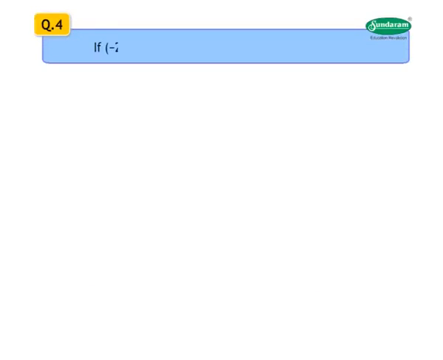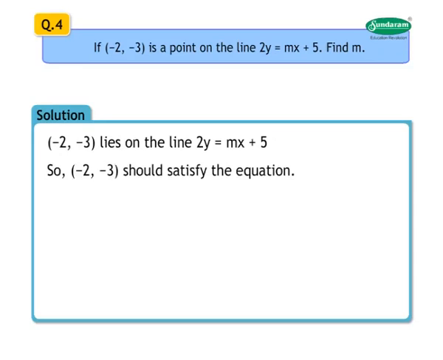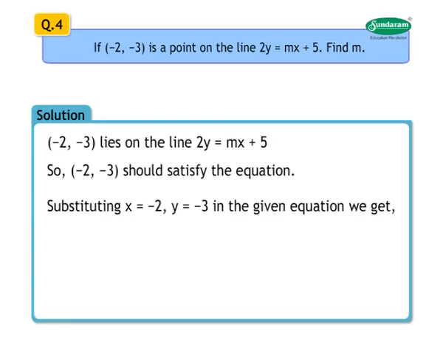Question 4. If (-2, -3) is a point on the line 2y = mx + 5, find m. Solution. (-2, -3) lies on the line 2y = mx + 5. So, (-2, -3) should satisfy the equation. Substituting x = -2, y = -3 in the given equation, we get -6 = -2m + 5. m = 11/2.